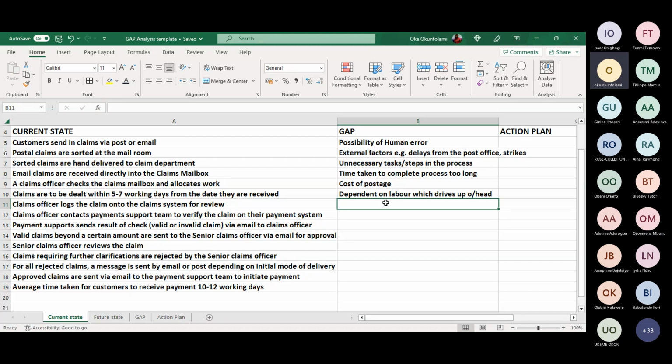So you're saying cost of postage, but it might be that you might see it as a gap or a weakness, but a necessary, let me use the word, evil. You know what I mean? Necessary in the sense that it might be a cost that you have to incur. Maybe the only thing you can do is to reduce the cost and not maybe completely eradicate postage.